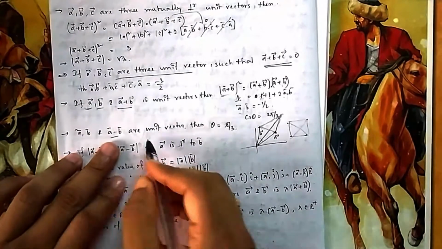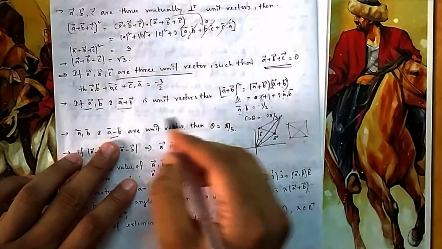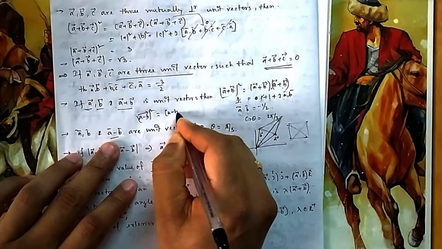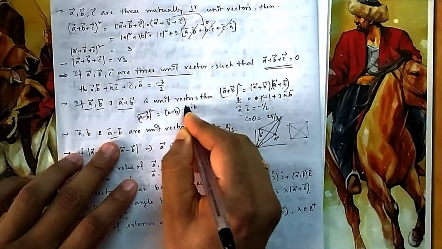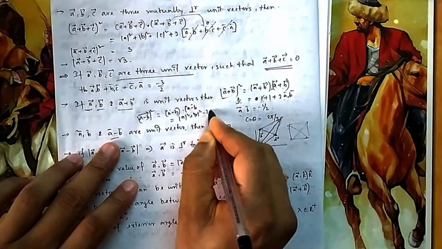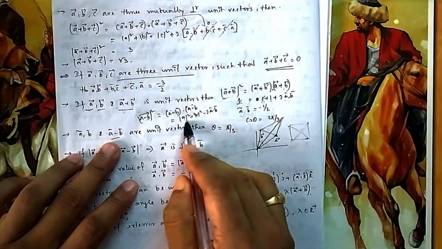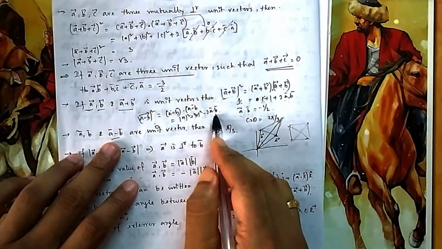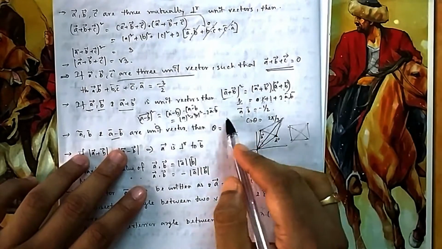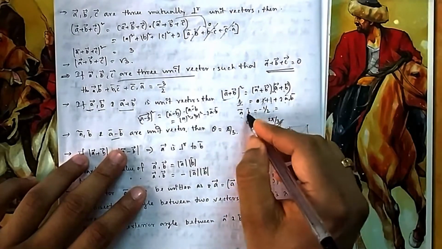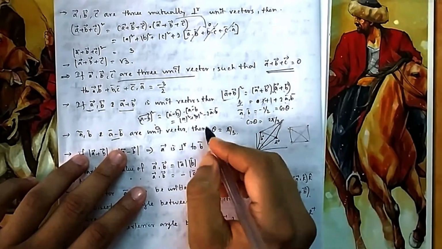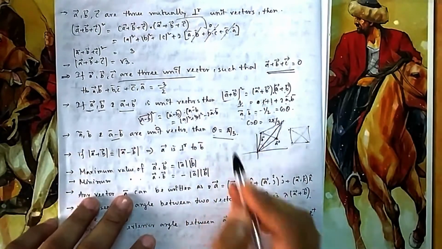If a, b and a minus b are unit vectors, now instead of a plus b it is a minus b, so a minus b whole square will be equal to a minus b dot a minus b. Then it will be magnitude of a square plus magnitude of b square minus 2 a dot b. This is again 1, 1, 1, so you will get 2 a dot b equal to 1. So a dot b is equal to half. Since the magnitude of a is 1 and of b is 1, a dot b is nothing but cos theta. So here cos theta will be half, then the angle will be 60 degrees.